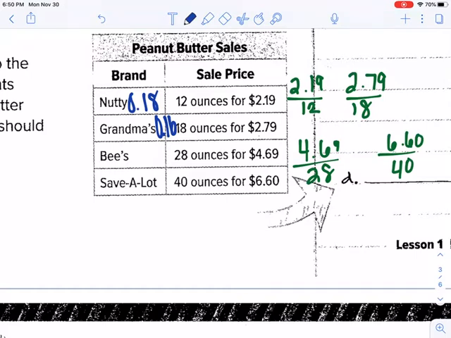B's was 469 divided by 28. And again, we're going to round that one up to 17 cents. And the last one, the Save-A-Lot, 660 divided by 40. That's your biggest jar of peanut butter. That one's also going to be 17 cents. So your cheapest per ounce is going to be Gramos at 16 cents.